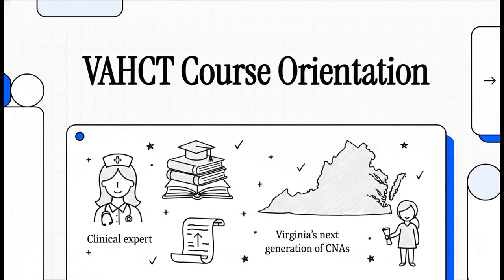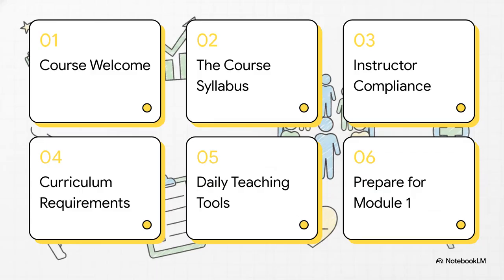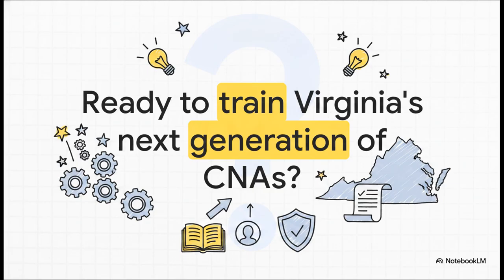So let's dive into this orientation, where we're going to break down the exact documents you need to successfully navigate this course and ultimately train Virginia's next generation of CNAs. We have a clear path ahead of us today. We'll start with Section 1, Welcome to your course, then hit Section 2, the course syllabus. From there, Section 3 covers instructor compliance, Section 4 is curriculum requirements, Section 5 looks at your daily teaching tools, and finally, Section 6 will prepare you for Module 1.